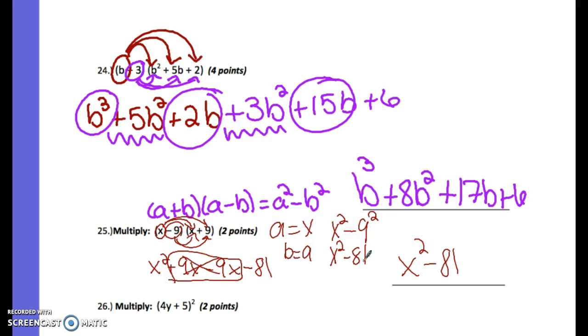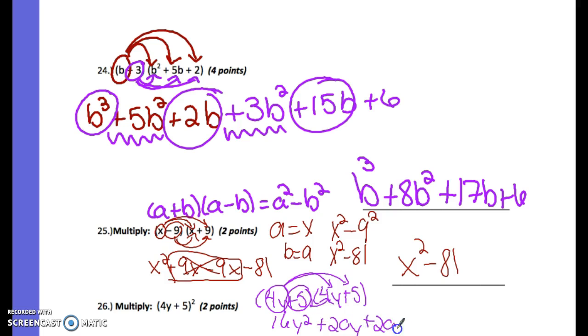Number 26, you can follow the special trick, or you can go ahead and write it twice. 4y plus 5 times 4y plus 5, because it's a binomial squared. 4y times 4y is 16y squared. 4y times 5 is plus 20y. Positive 5 times 4y is plus 20y. Positive 5 times positive 5 is plus 25. So when you combine your like terms, you get 16y squared plus 40y plus 25. That's a 40.